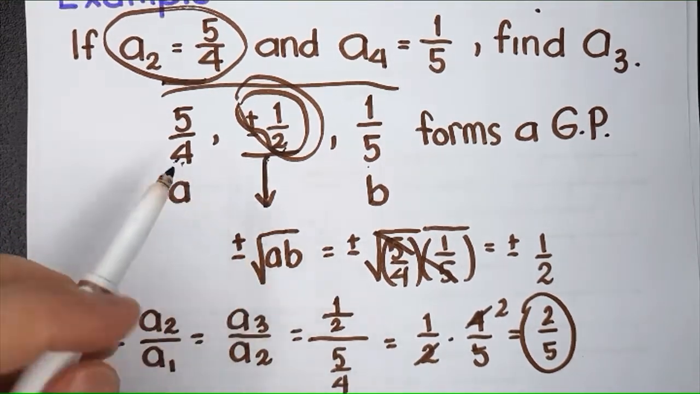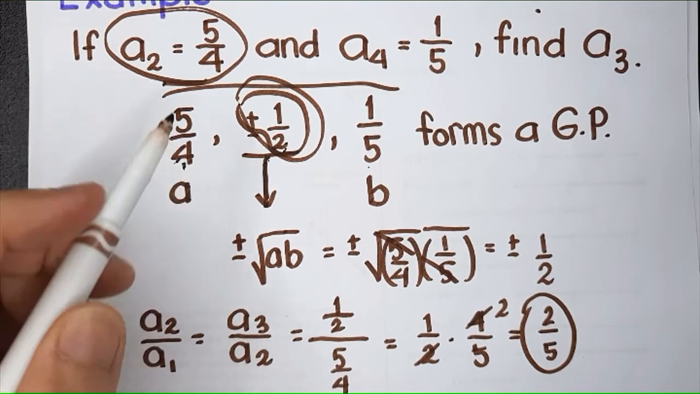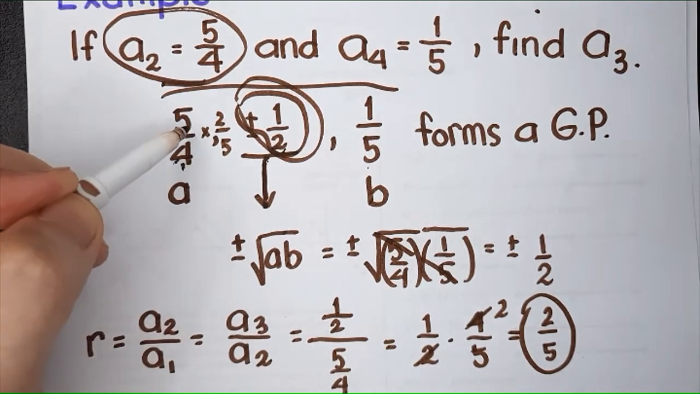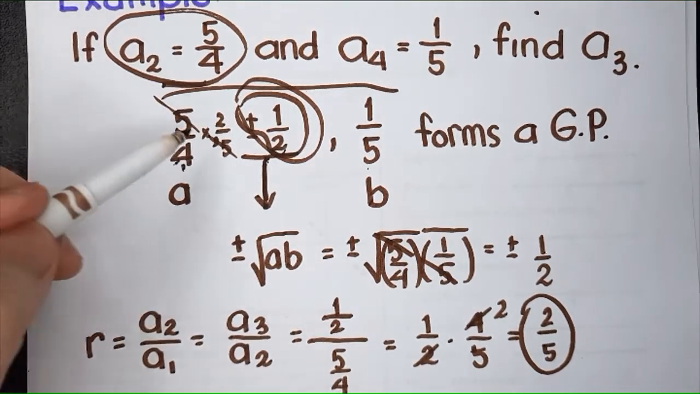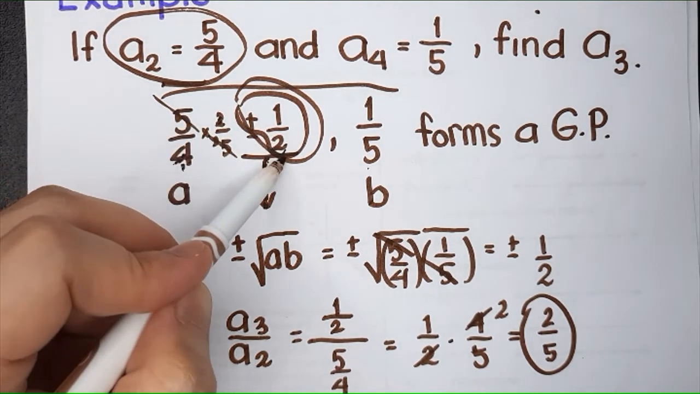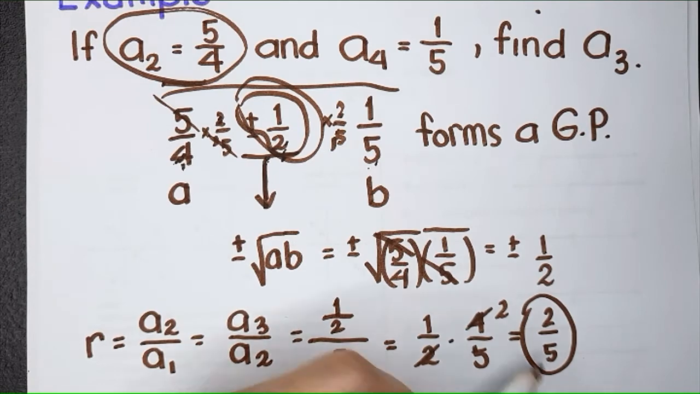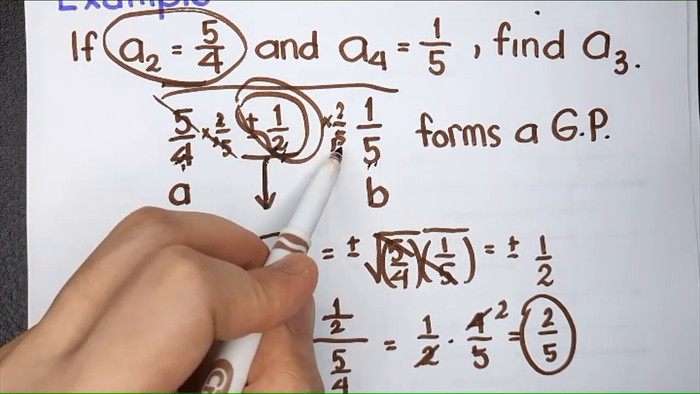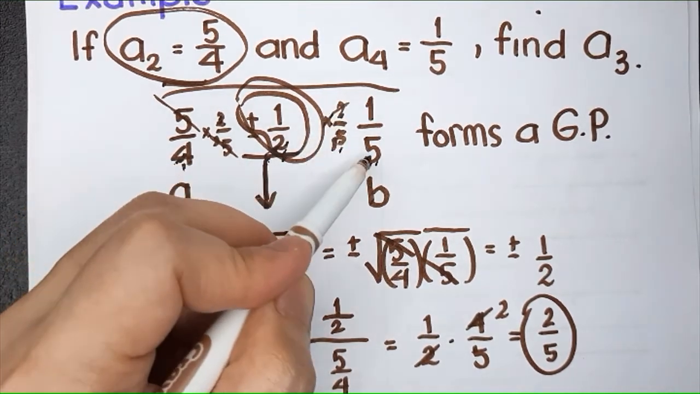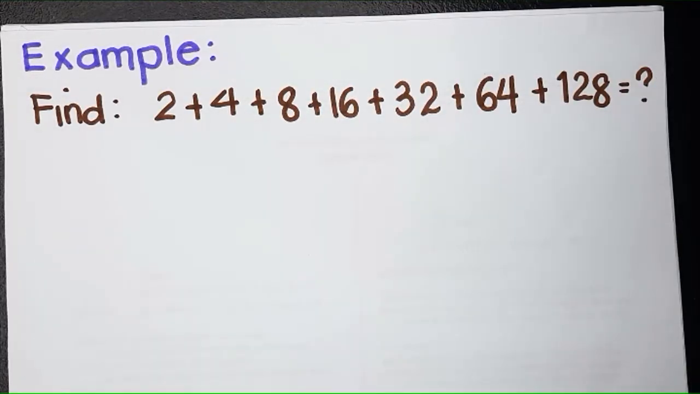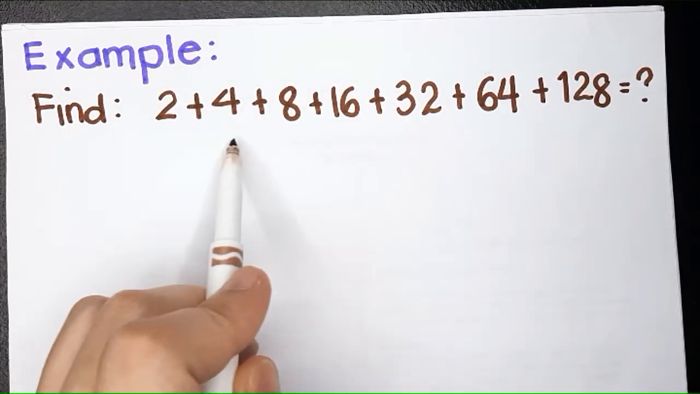So, you may want to check. Multiply this by 2/5. Okay, let's do it. Multiply this by 2/5. So, 5 will cancel out. You're going to get 2/4. What is 2/4 in lowest term? 1/2. Okay? How do we get this term? Multiply 1/2 by 2/5. So, 2 will cancel out and you will get 1/5. Alright? Okay, lastly, what if I ask you to find the sum of these numbers?